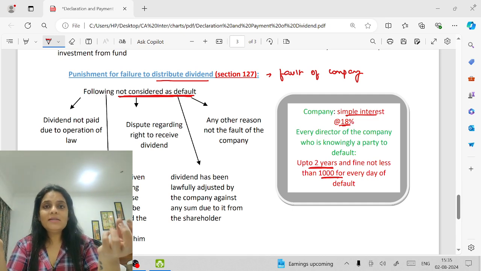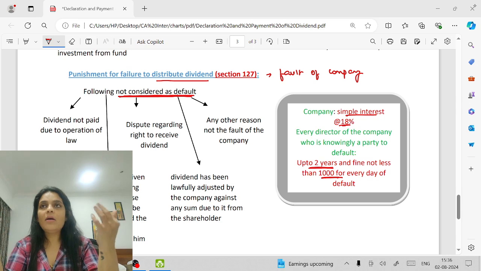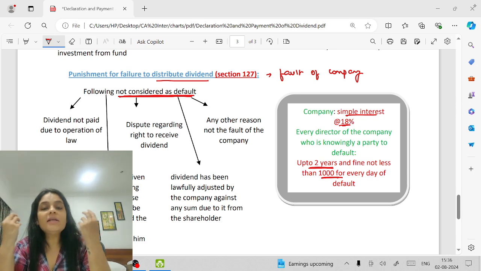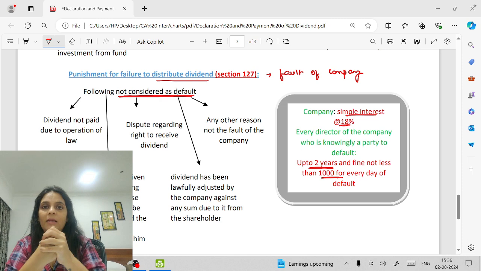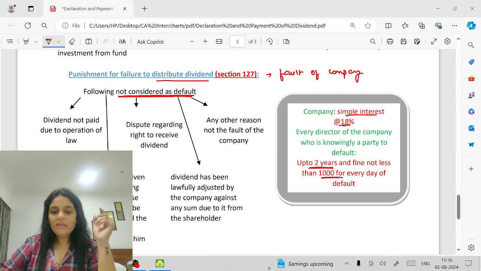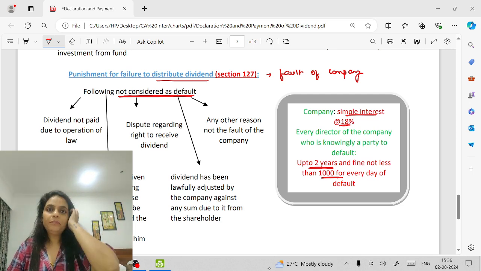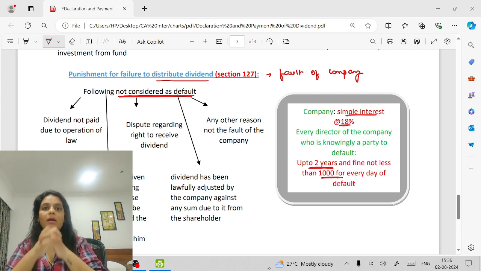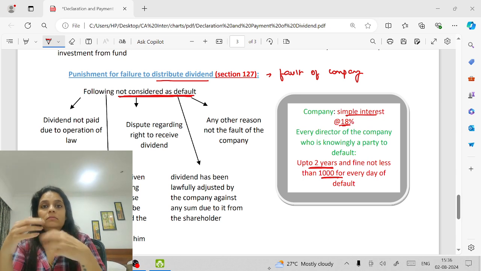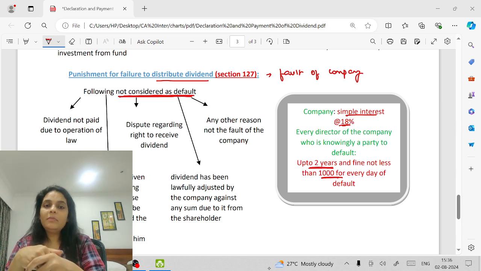Let's say a member is dead and his legal heirs are fighting: I will get the money, I will get the money. Now the company is like, who should I pay the money to? So there is a dispute about who will get the money. Or the company had given a loan to the shareholder and he did not repay. The company says, I'll adjust your dividend against that. Can the company do that? Yes. Is the company at fault? No. And any other reason other than this, which is not the fault of the company. So these are the cases where the company cannot be held liable for non-payment of dividend.